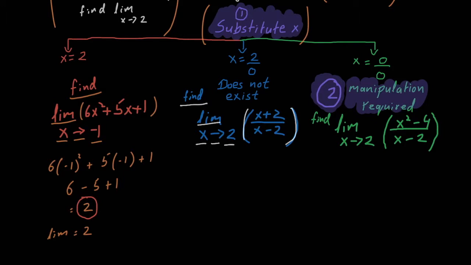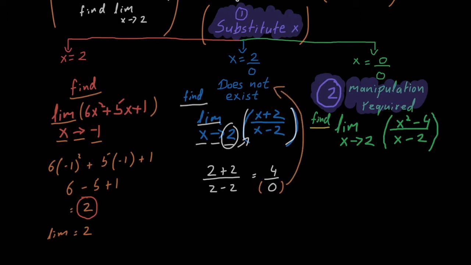For the second question, find limit as x approaches 2 of this equation. So according to the rule, we will just substitute 2 into the equation. So (2 + 2) divided by (2 - 2) is equal to 4 over 0. This is the second type where 0 is in the denominator. So we simply say that the limit does not exist.